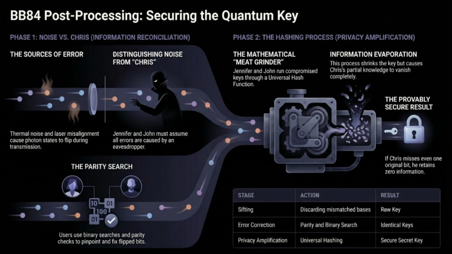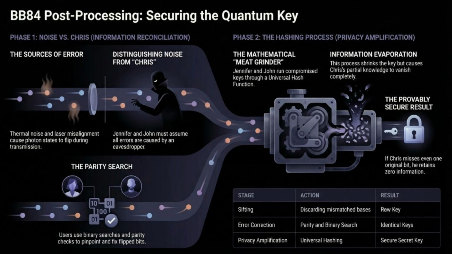To fix these errors without leaking the key, they perform parity search. By using binary searches and parity checks over a public channel, they can pinpoint and fix flipped bits until they are holding identical keys. But identical isn't the same as secure. If Chris was listening, he might have partial knowledge of that key.